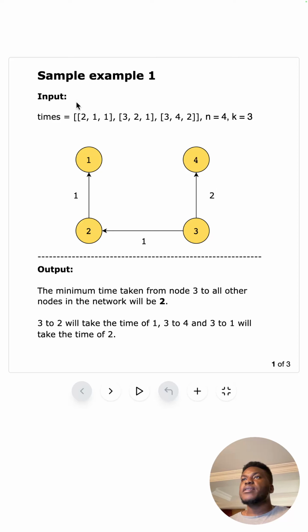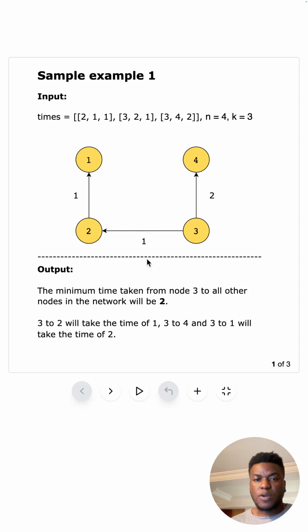So we have these input times represented by this graph. They constructed this graph from these input times. There are 4 nodes, as you can see, n equals 4. And once again, we're starting from node 3. And now the minimum time it takes from 3 to all other nodes would be 2, right? Because 3 to 2 is going to take 1, as denoted here and in this diagram. 3 to 4 is going to take 2, and 3 to 1 is going to take 1. So even if you're trying to get to 1 from 3, it's going to be 1 plus 1.